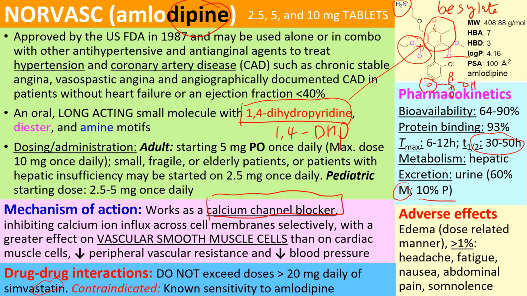Contraindications, hypersensitivity to amlodipine. The most common adverse effect is peripheral edema, which is dose-related, which means it occurs when taking higher doses. Adverse effects over 1%, for example, headache, fatigue, nausea, abdominal pain, somnolence. So these are the common adverse effects related to amlodipine.